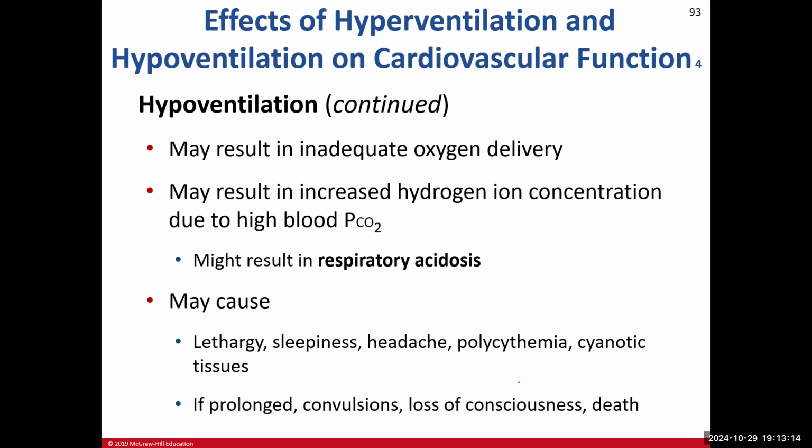So the more carbon dioxide that you create, the more hydrogen ions you create. And more hydrogen ions in your blood is going to lead to a lower blood pH. Therefore, if the buffers can't accommodate for that, you now have respiratory acidosis.